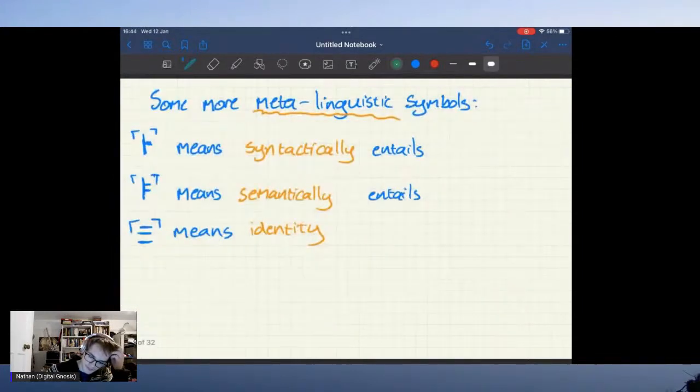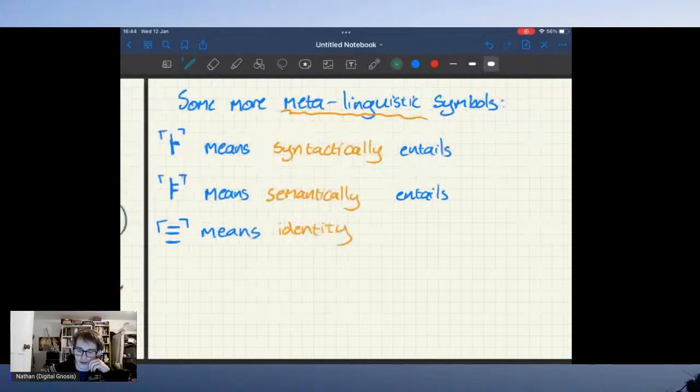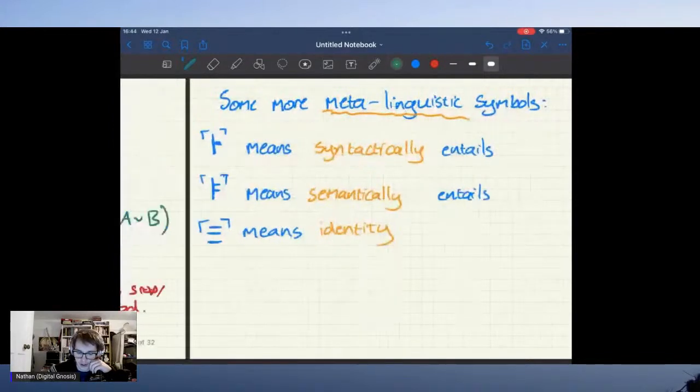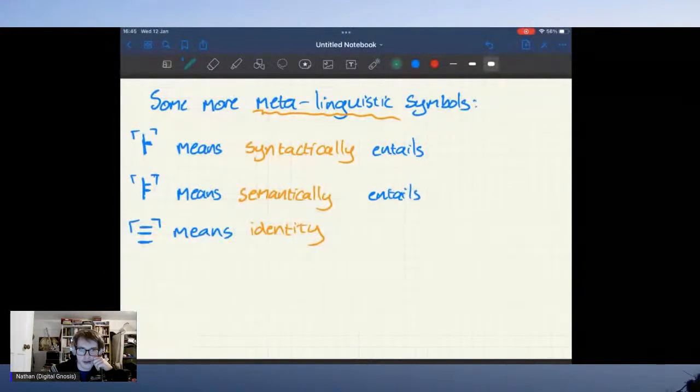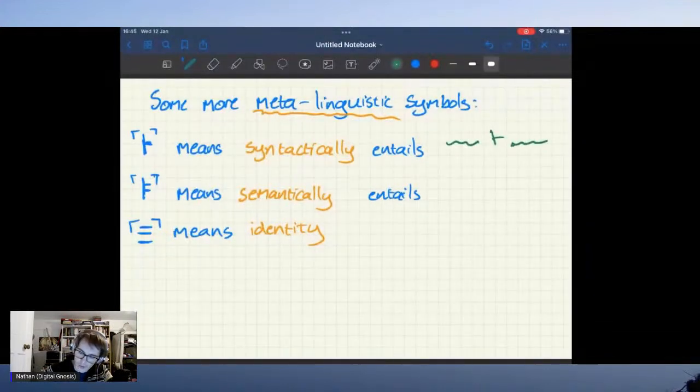propositional logic here. Okay, so let's introduce some more metalinguistic symbols that we'll use to talk about what's going on between our sequences in the language. So this little symbol here means syntactically entails. That's our syntactic entailment. So that will mean, if you see it, what you'll have is a series of premises and a conclusion.